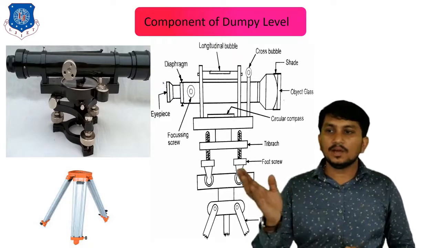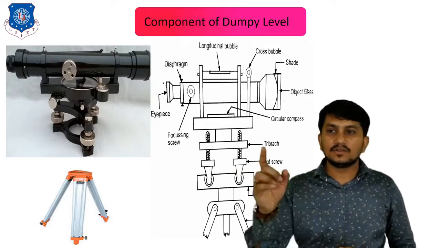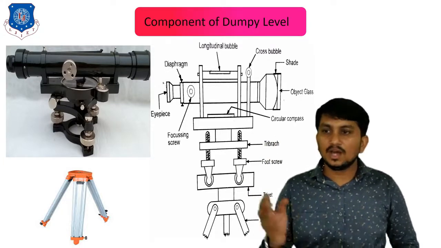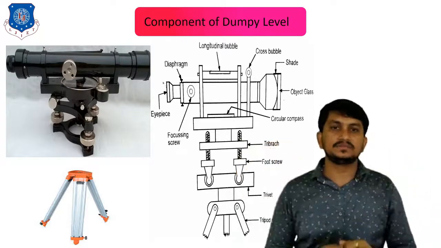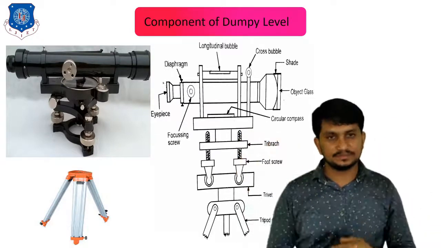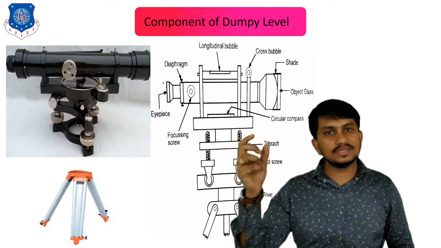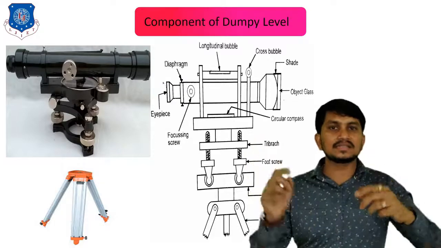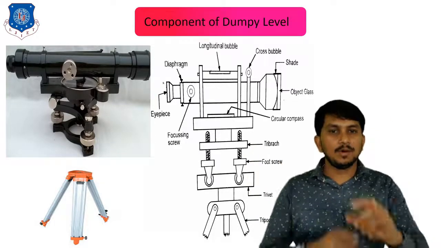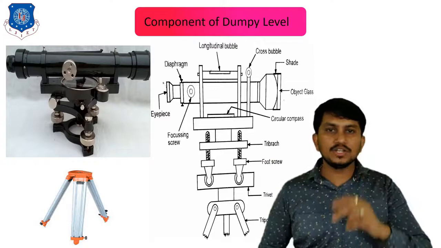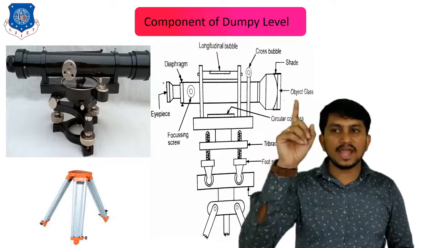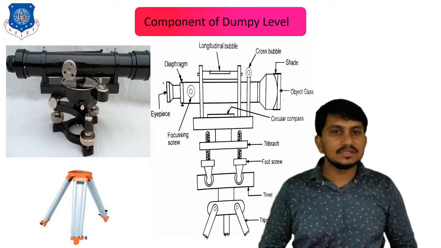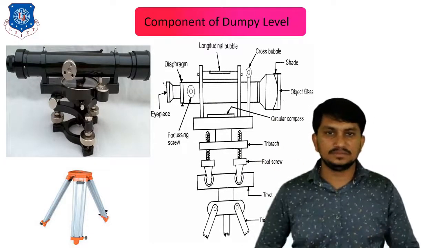Okay. Above this leveling head, one compass is attached, which is used to find the bearings of the lines. Above the compass, a telescope is there, having an eyepiece and object glass. The eyepiece is used to see the object. Okay. One focusing screw is there to focus on the object. Above the telescope, two bubble tubes are there, a longitudinal bubble tube and a cross bubble tube, which help to check the leveling of this instrument. That's all about the components of the Dumpy level.